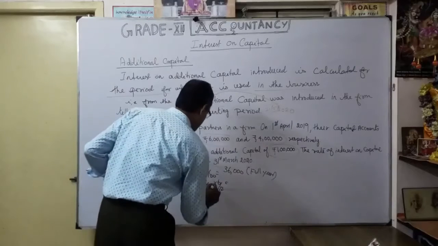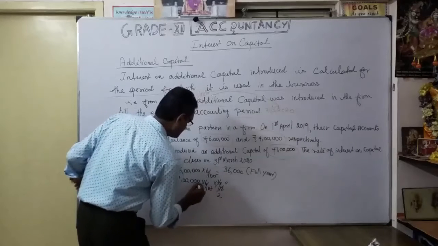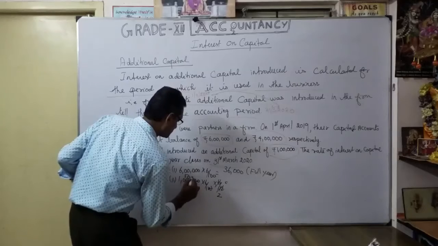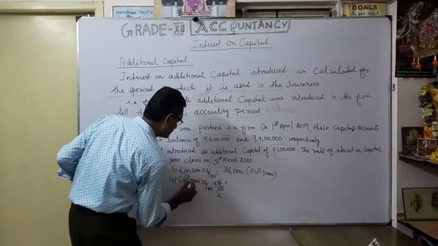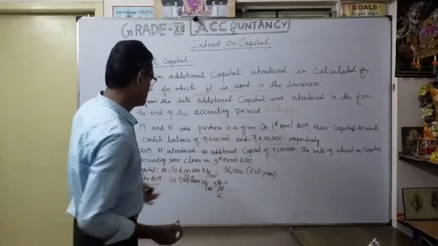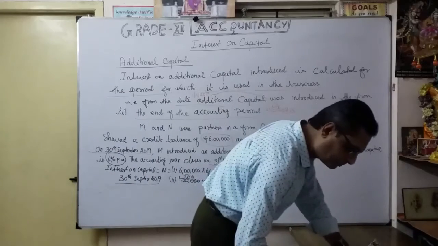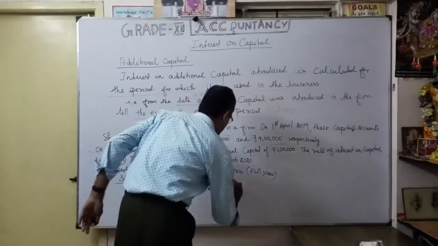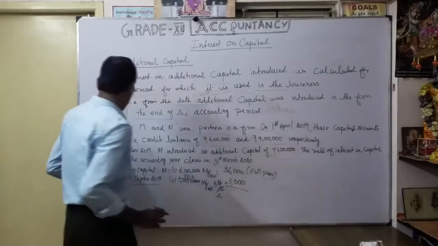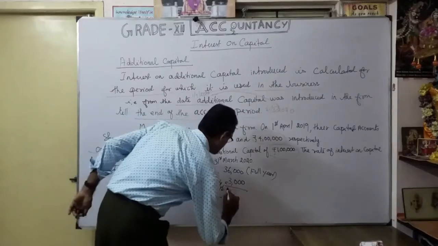So how much? Naturally, 1 lakh into 6 by 100 into 6 by 12 gives 500 into 6, totally 3,000. So totally, how much interest will M get? M will get 39,000.